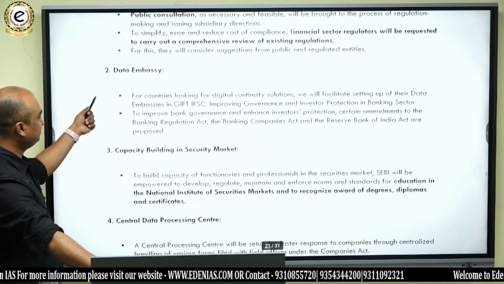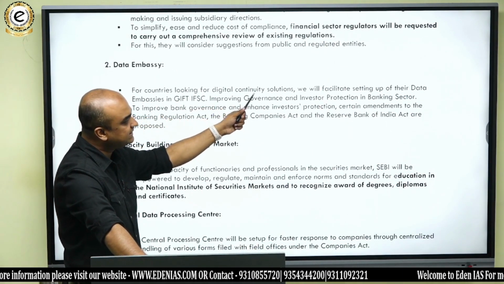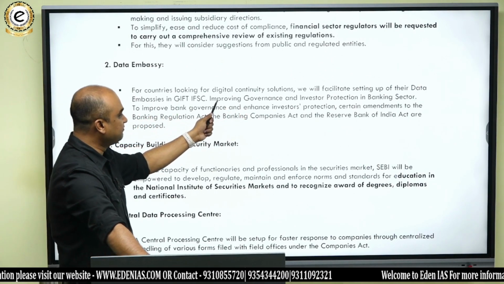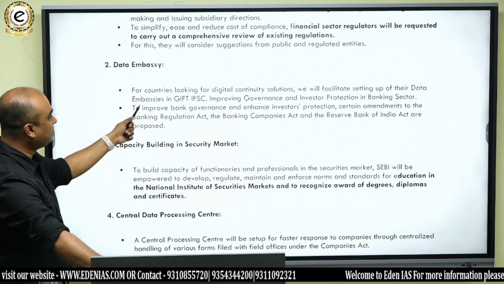Data embassy. For countries looking for digital continuity solutions, we will facilitate setting up of their data embassies in GIFT IFSC, improving governance and investor protection in banking sector to improve bank governance.